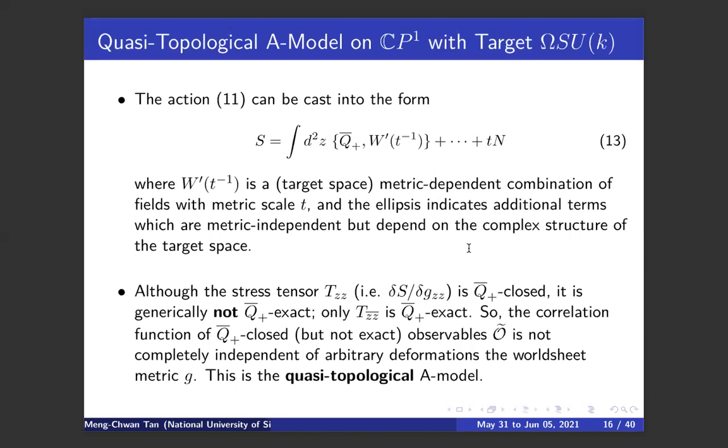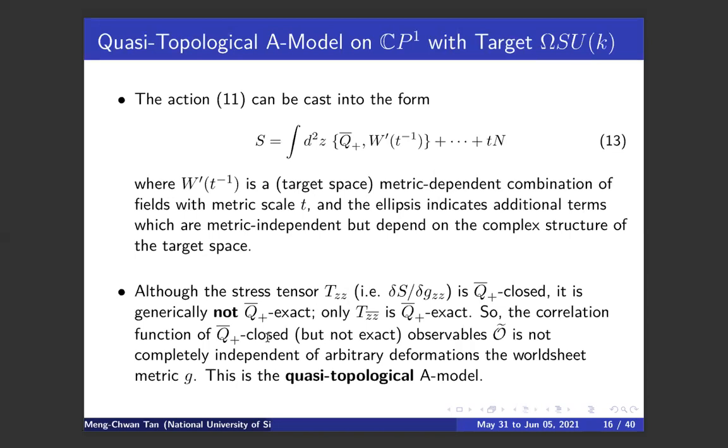Although the stress tensor, the holomorphic one with ZZ coordinates, which means you take a variation of S with respect to GZZ, is Q plus closed, we can show it is generically not Q plus exact. So it's not Q plus exact. This is unlike the case of the topological A model, whereby the stress tensor is Q exact for all components.